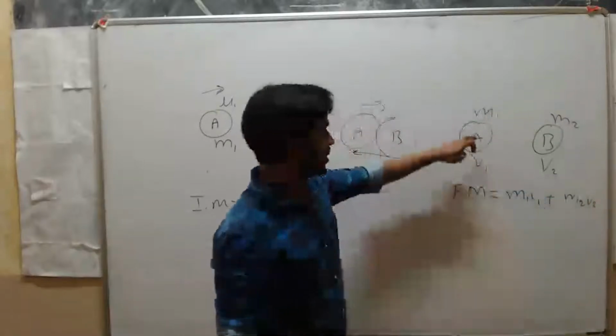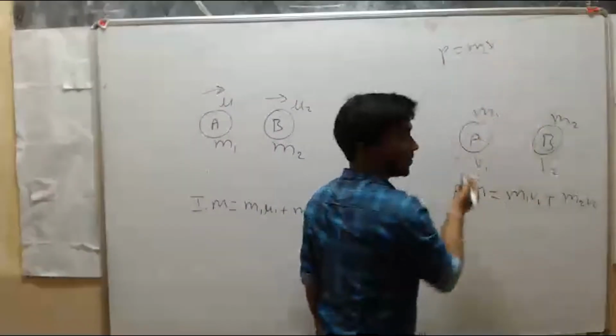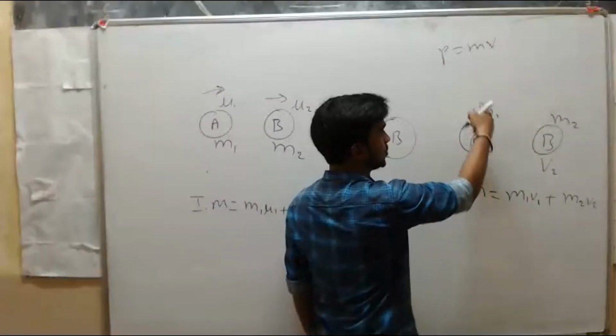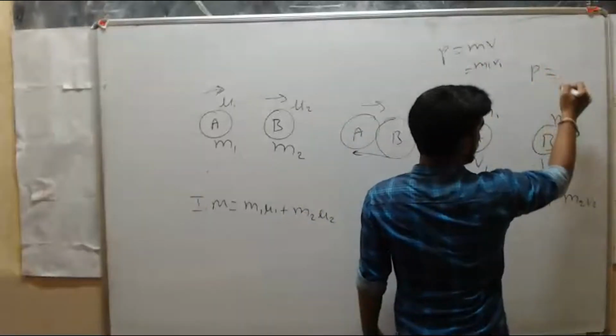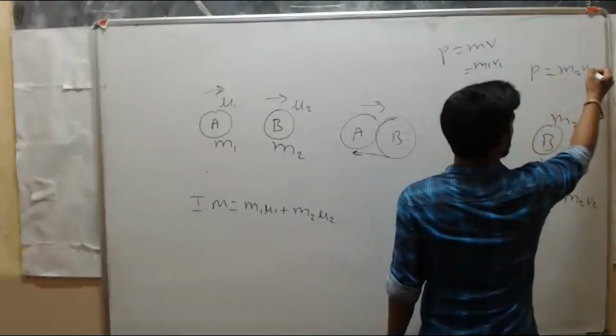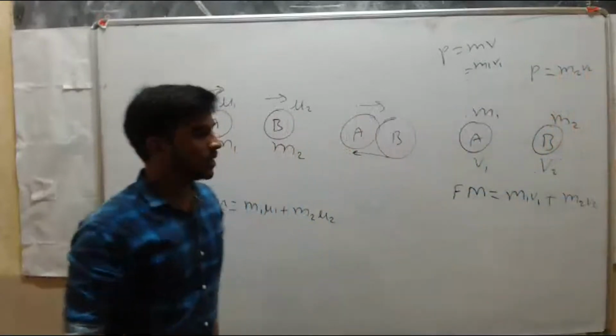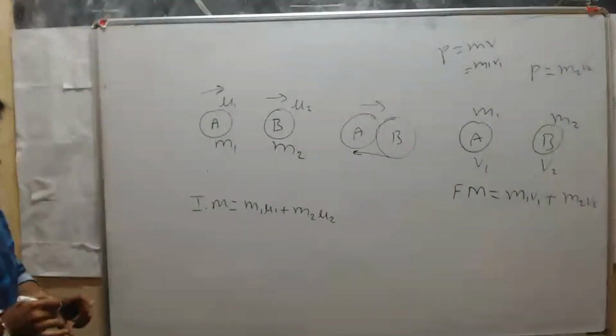Clear, right? How to calculate momentum here? What is the formula? P is equal to M into V, mass into velocity. What is the velocity here? V1. And what is the mass? M1. So that's why M1 V1. Then here also, what is the velocity? V2. What is the mass? M2. So that's why M2 V2.